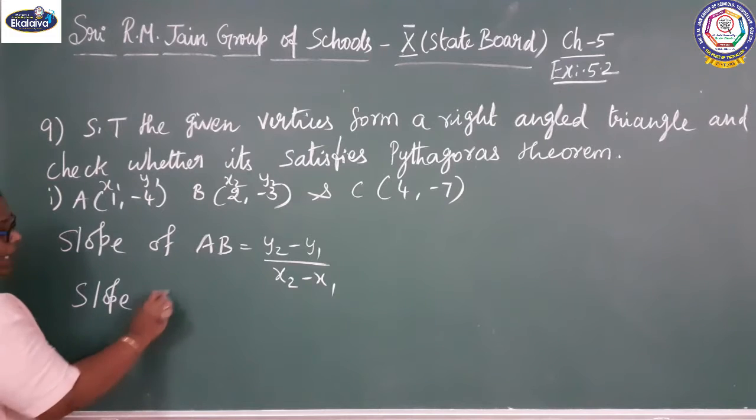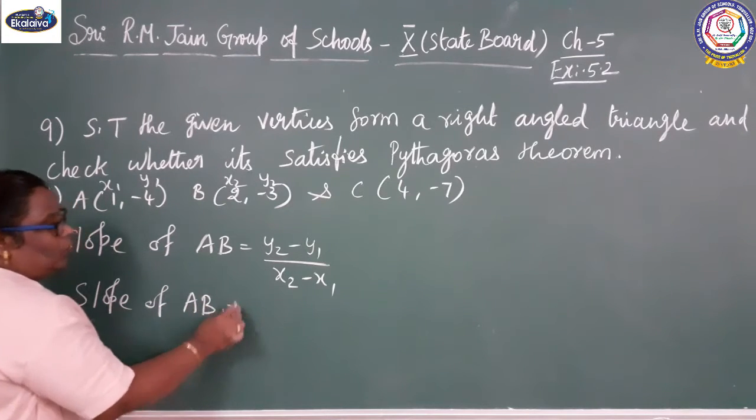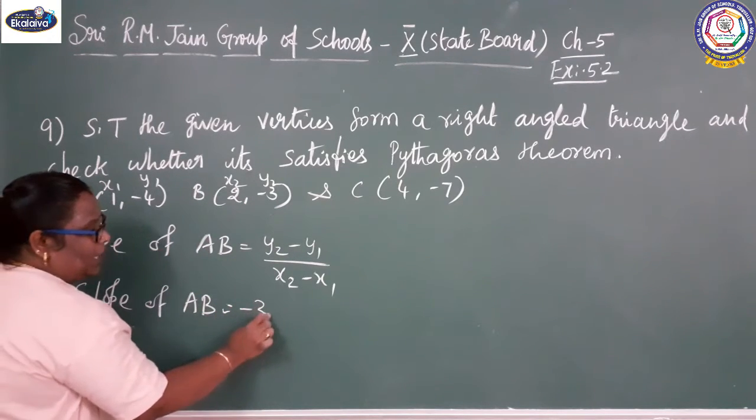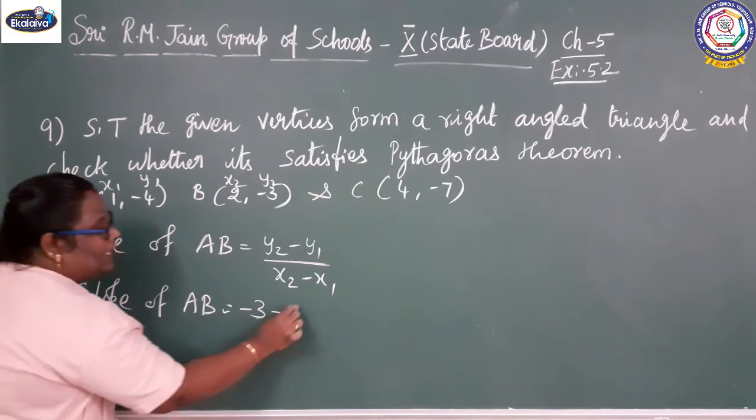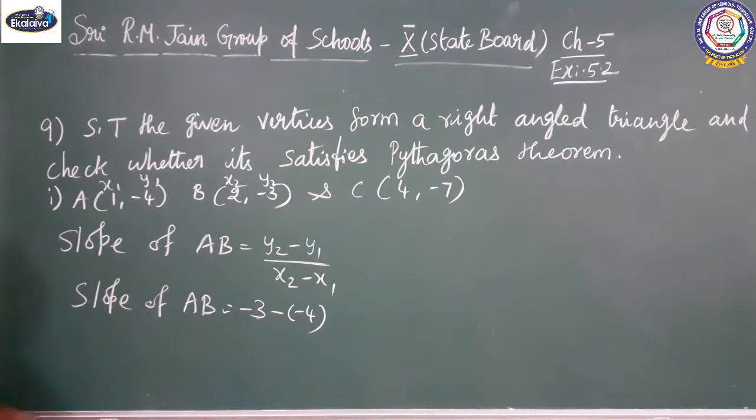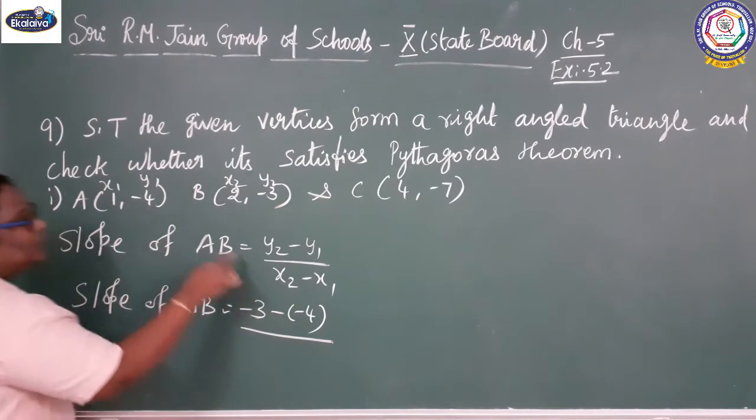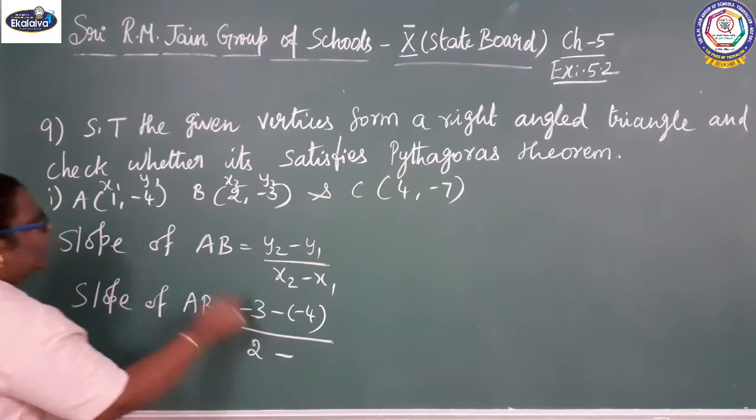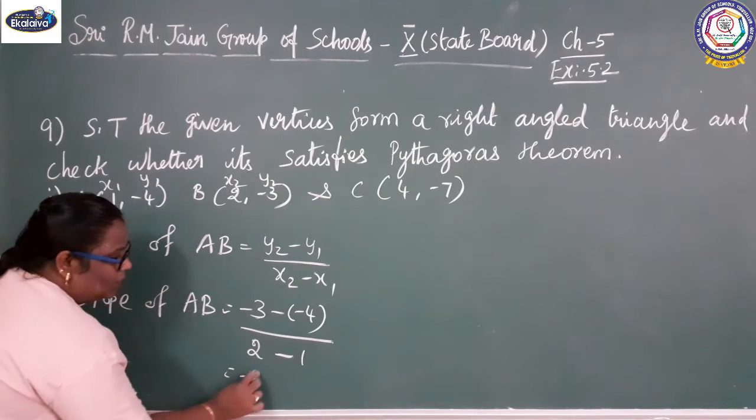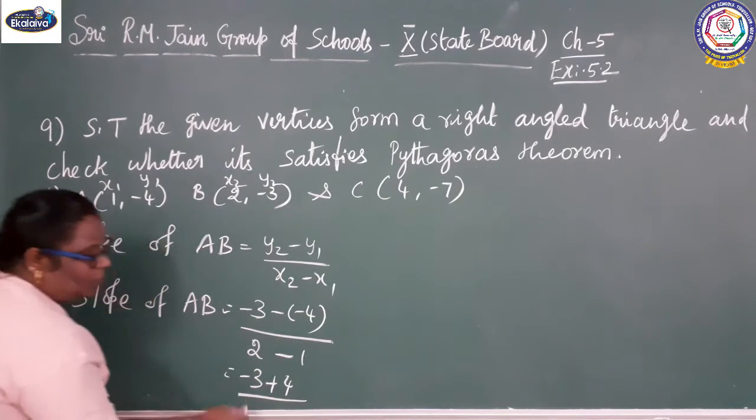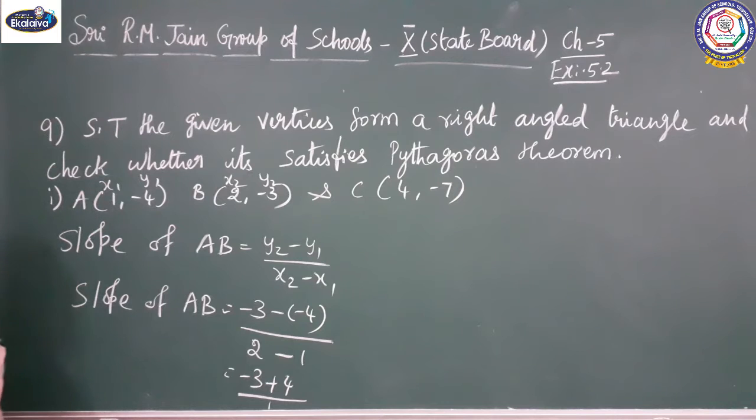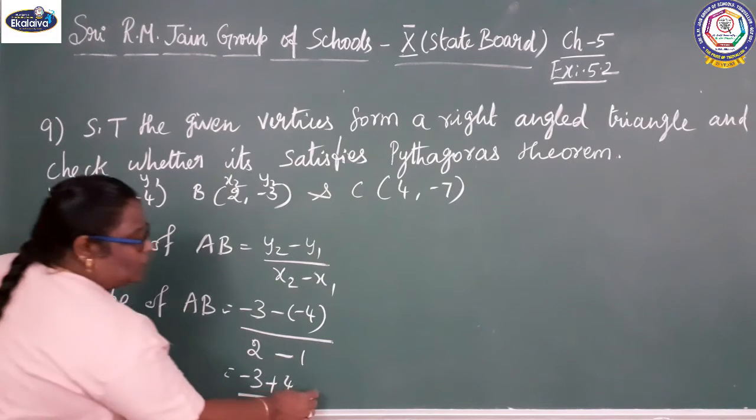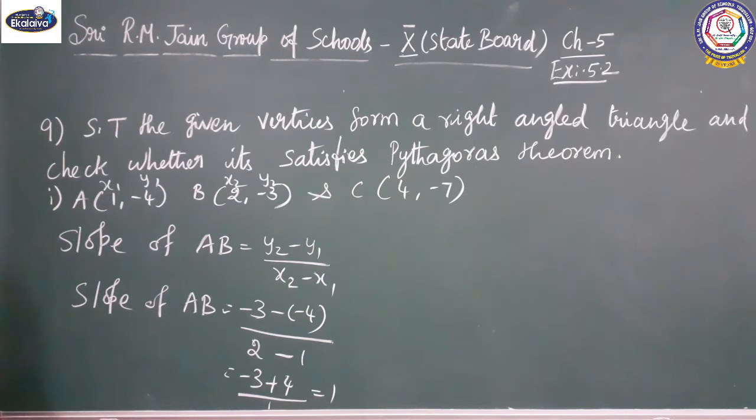Slope of AB equals y2 minus y1 by x2 minus x1. y2 is minus 3, minus of minus 4, by x2 is 2 minus 1. What is the value? Minus 3 plus 4 by 2 minus 1 is 1 by 1. You are getting the value 1. So slope of AB equals 1.